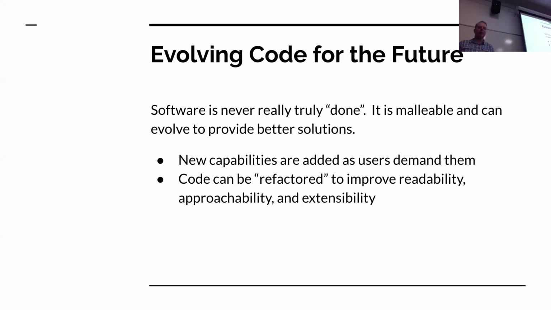And finally, the fourth component of this course is evolving code for the future. What we do in software is never really done. Software is only done when people stop using it. It's kind of bleak, but I guess that's how software dies. No one uses it anymore.